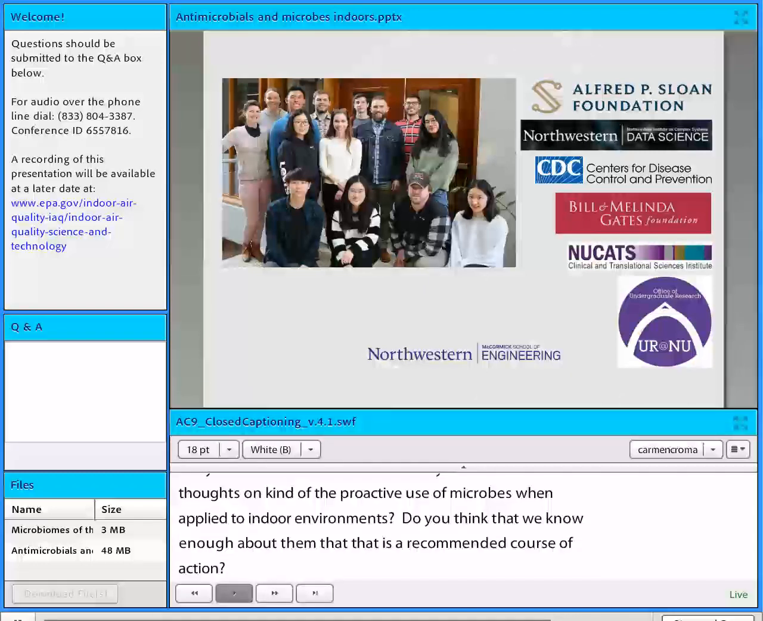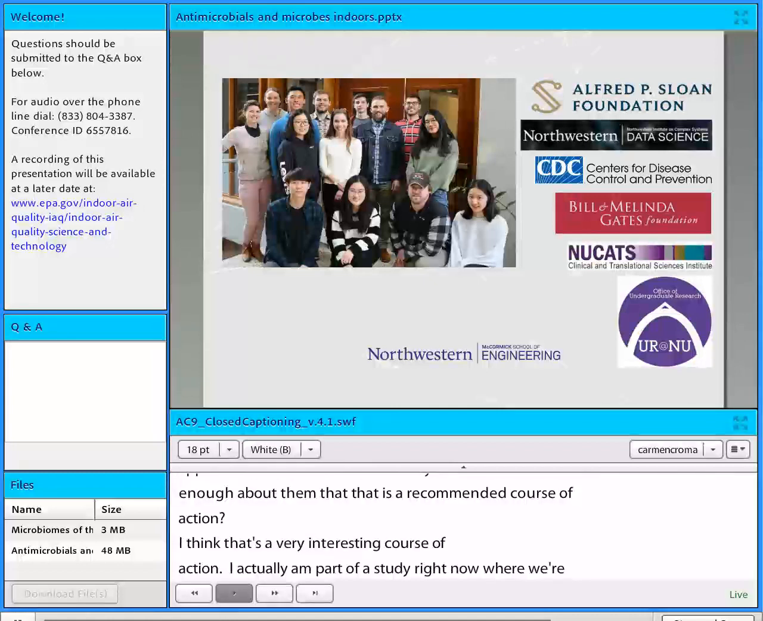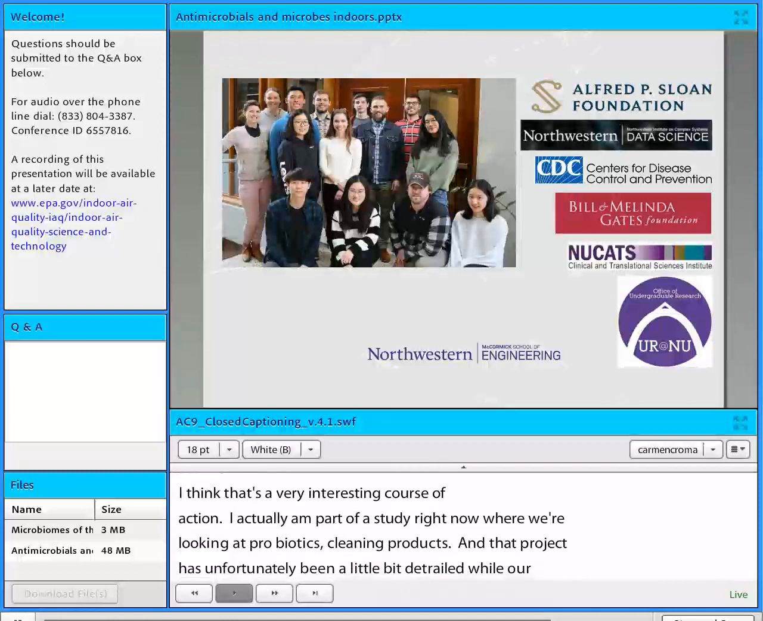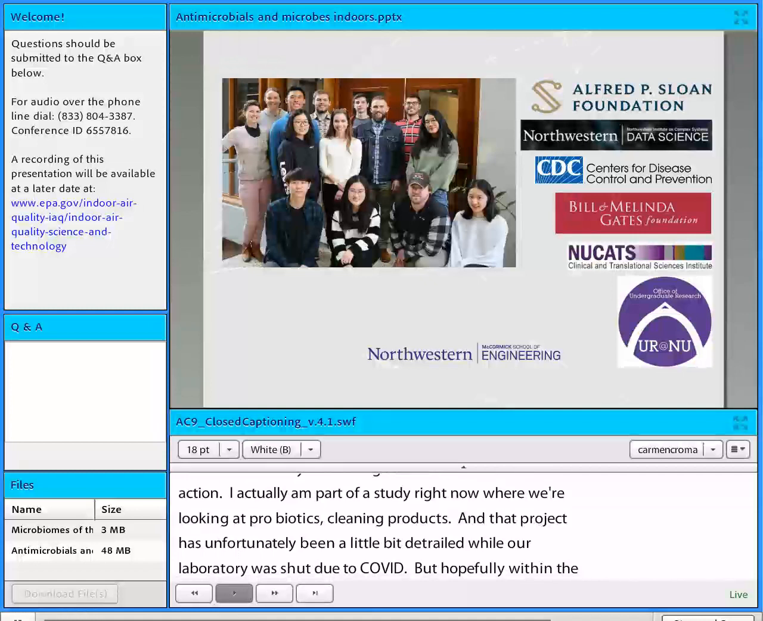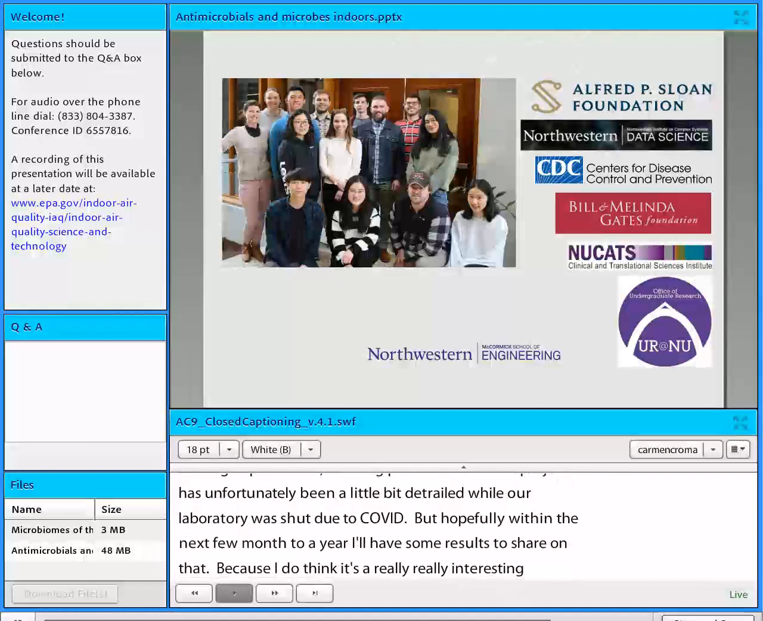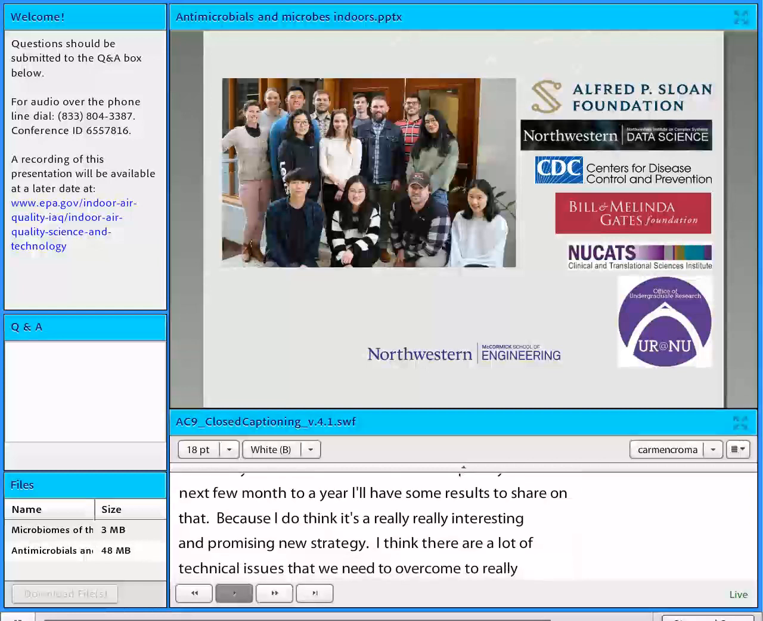I think it is a very interesting course of action. I actually am part of a study right now where we're looking at probiotic cleaning products. And that project has unfortunately been a little bit derailed while our laboratory was shut due to COVID, but hopefully within the next few months to a year, I'll have some results to share on that, because I do think it's a really interesting and promising new strategy, but I think there are a lot of technical issues that we need to overcome to really understand what we're doing.